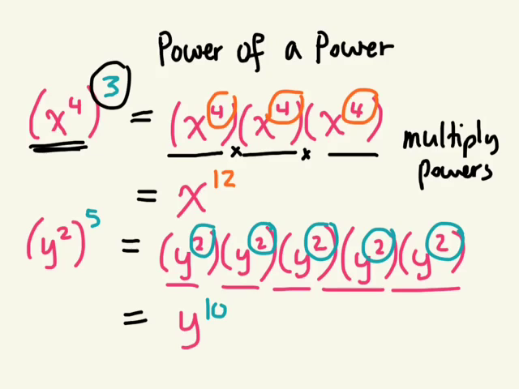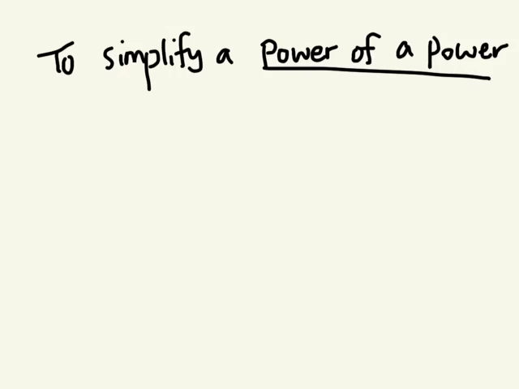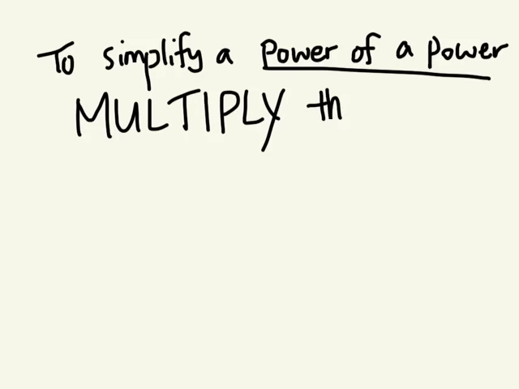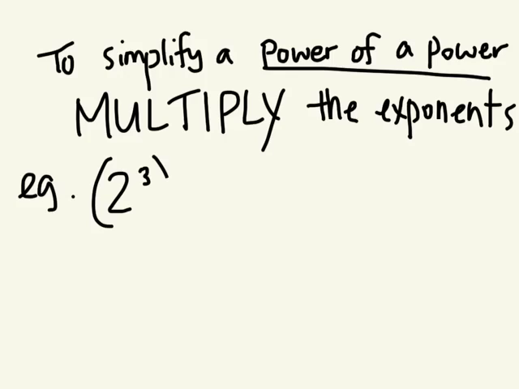Did anyone pick up on the rule of what is the shortcut? What can we do here when we have a power of a power? Multiply the exponents. Good. Okay, to simplify a power of a power, all we need to do is multiply the exponents. So as an example, 2 to the power of 3 to the power of 4 equals, simplified as a single power, 2 to the power of 12.